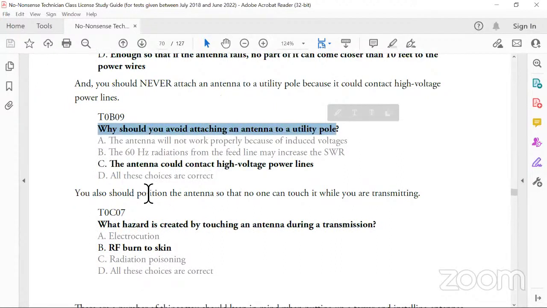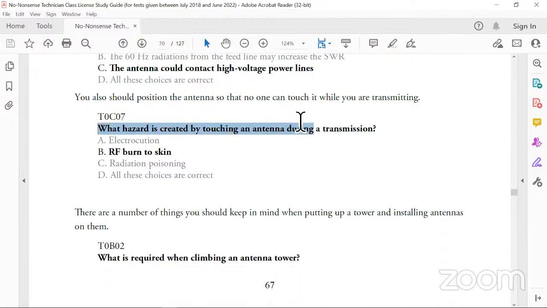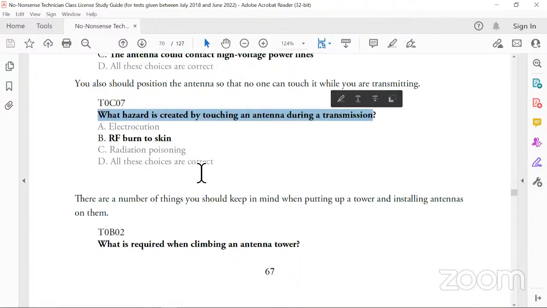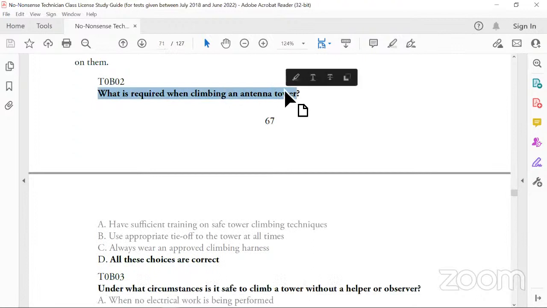Why should you avoid attaching an antenna to a utility pole? No, you don't want to do that because the antenna could contact high voltage power lines on those utility poles. So please do not even think about it. What hazard is created by touching an antenna during transmission? Well, we said that is RF power. You have voltages and currents, so therefore you might get an RF burn to the skin. Nasty burn. You don't want to experience it.